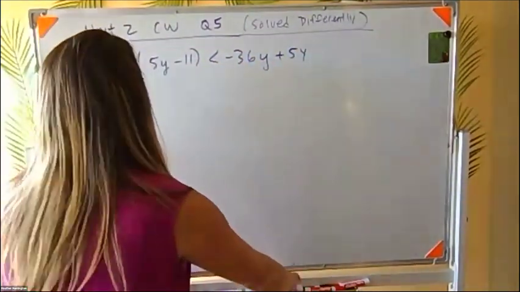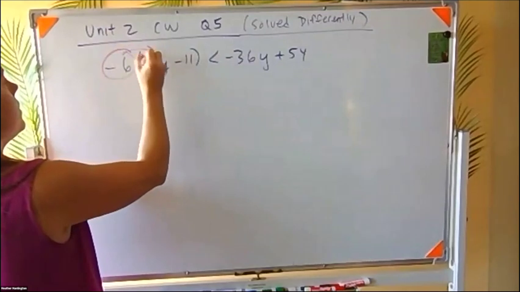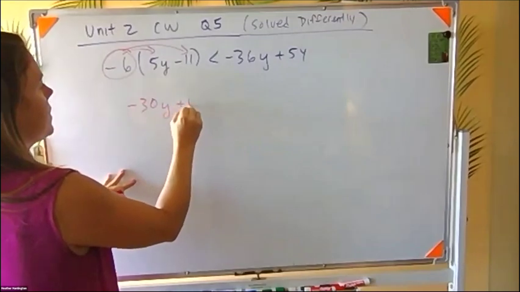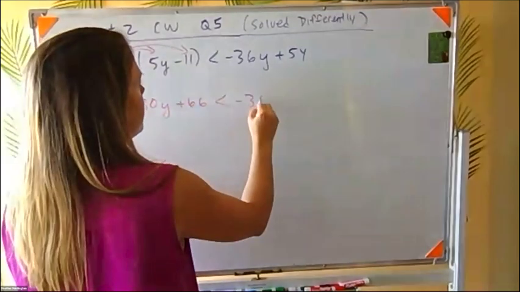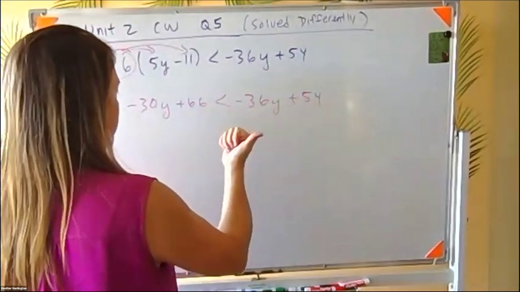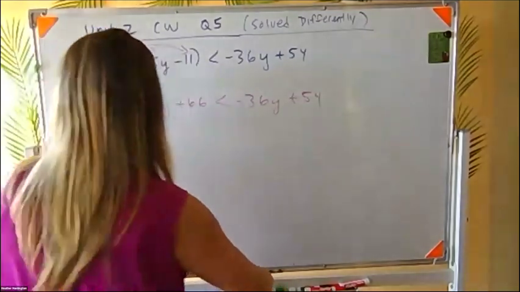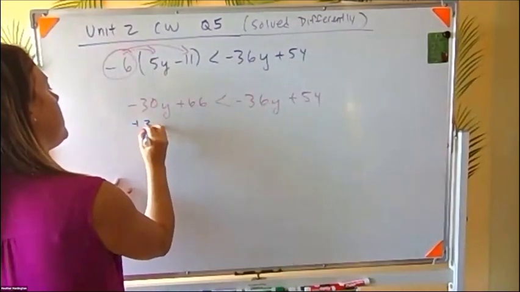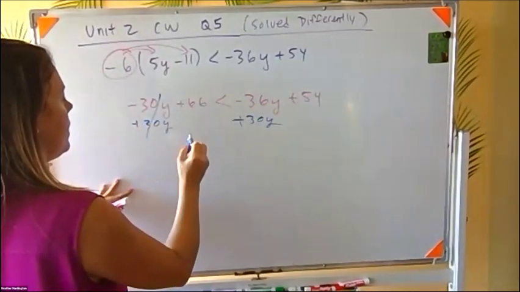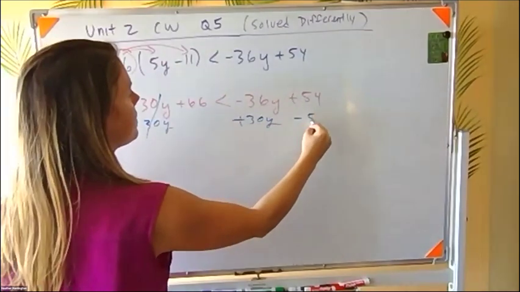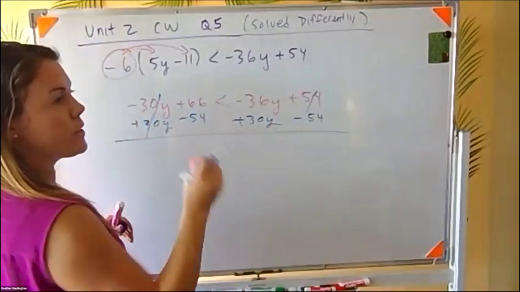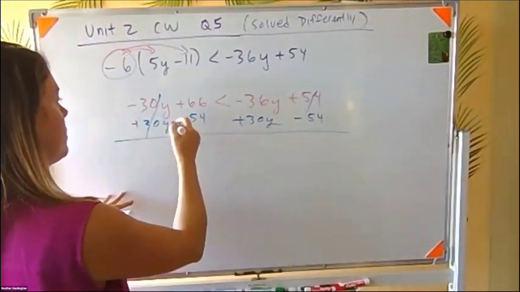Again, we're going to distribute the -6. And we get negative 30y plus 66 is less than negative 36y plus 54. Okay, I'm going to bring the variables to the right side. So we've got plus 30y on both sides. And then we're going to do minus 54. BS rule, what you do to one side, you do to the other. It's the both sides rule. That's what BS stands for.